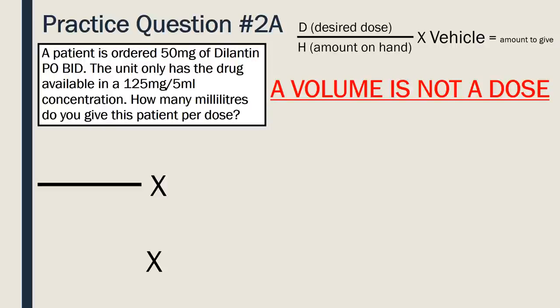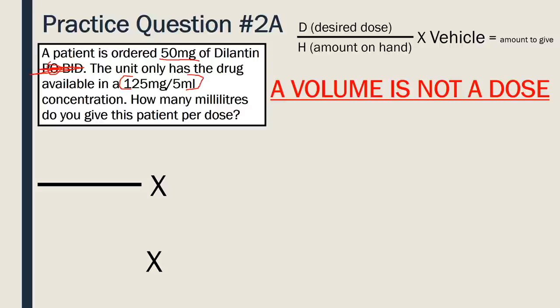A patient is ordered 50 milligrams of Dilantin, PO/BID. And again, the PO/BID is not really relevant to the medication calculation at this point. It's just telling you how you're going to be giving it and how often you're going to be giving this dose. So, the unit only has the drug available in 125 milligram per 5 milliliter concentration. So obviously this is a liquid that you're going to be giving a patient by mouth, because it's a PO/BID, so PO means by mouth. This is what the question is saying.